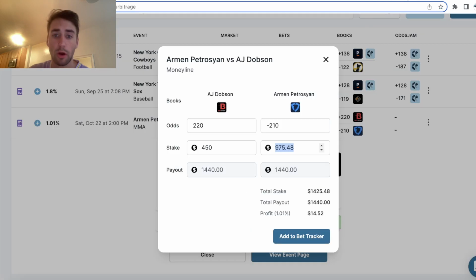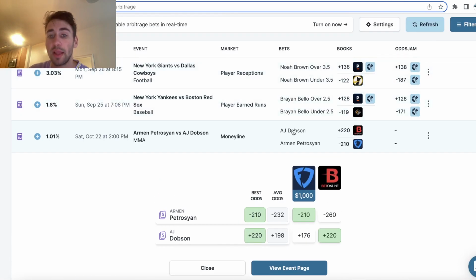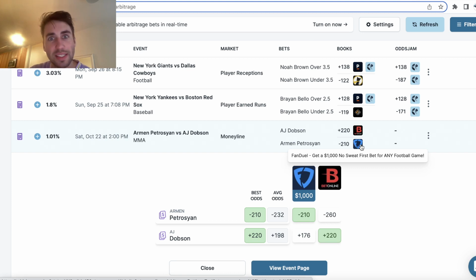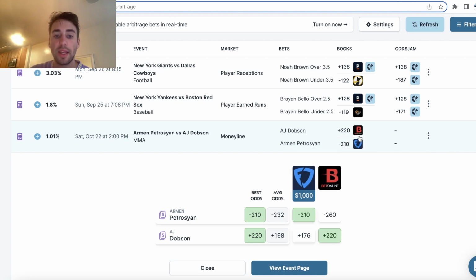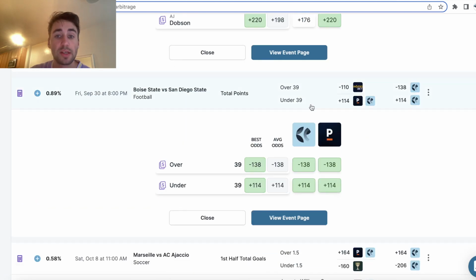So whenever you have arbitrage, you know that there has to be a profitable bet, right? Like we could make risk-free money playing Dobson on Bet Online or Petro Cyan on FanDuel. So we know there has to be a profitable bet here. You could make risk-free money betting on both fighters on equal and opposite platforms. So one of these bets has to be good. And it's our job as a sharp bettor to tease out which bet is good. So it's the same thing here.